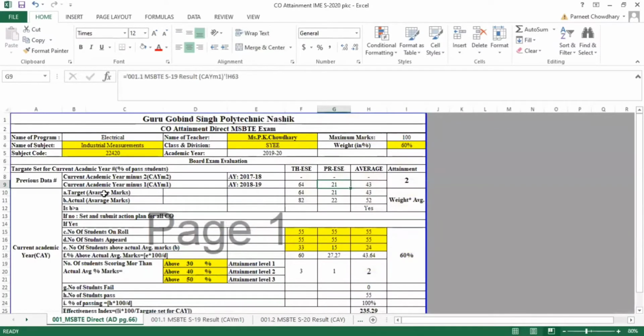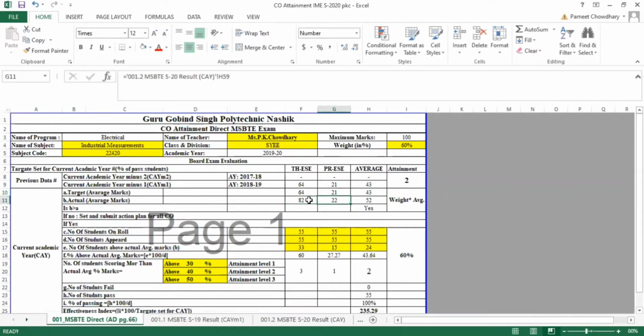Similarly, now we have to put down the actual average marks. So first we decide the target. Now since I have only 1 year before when this subject was there, so I have used the same marks as the target. If this subject was in 2017-18 also, then I would enter the values here. So if your subject was in 2017-18, you will put the average marks over here, and then the average of these two will be set as the target. Right now I have only 1 year when the subject was there, that is why I have used the same as the target.